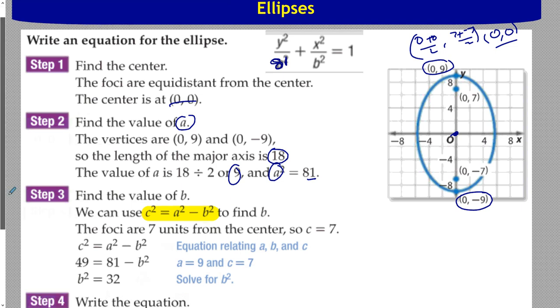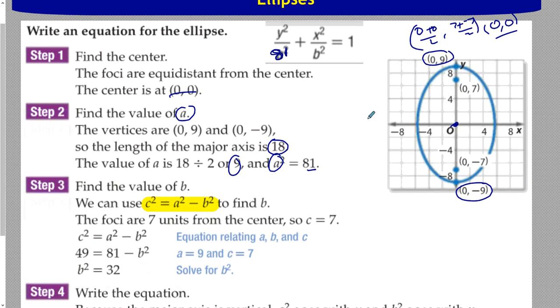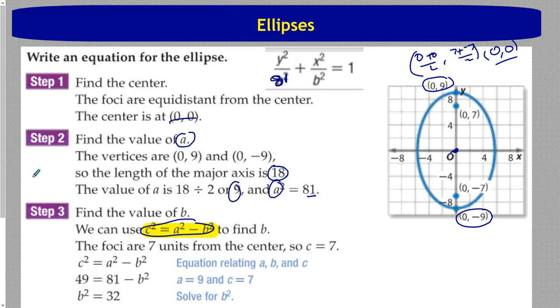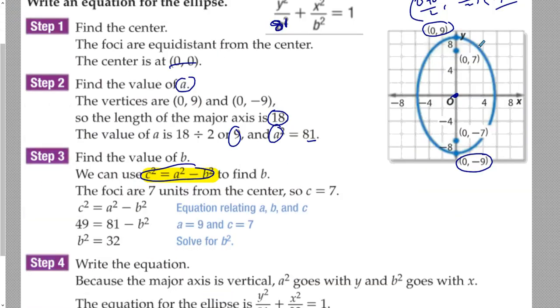Now we need to find the value of b. We don't know where these 2 points are, so I can't just figure that out by counting squares. However, I do have the Pythagorean theorem. C squared equals a squared plus b squared. If I go back to my picture, you can see this triangle right here is a right triangle because we know that the axes are always perpendicular at the center. A is this length, C is from the focus to the center, and this is the one we don't know. The focus to the center is 7 units, so C is 7.